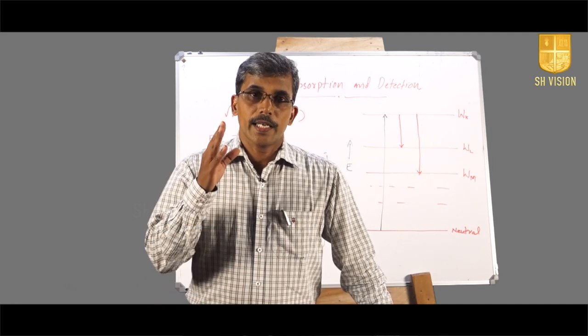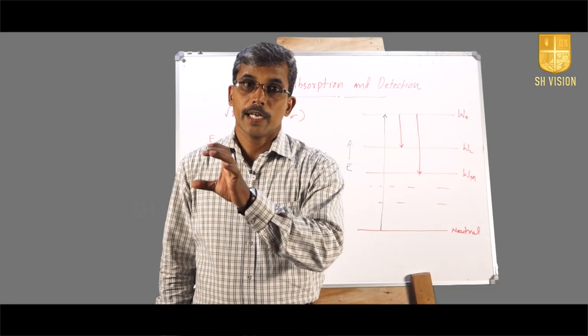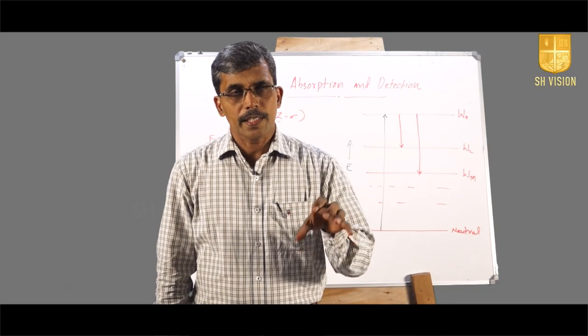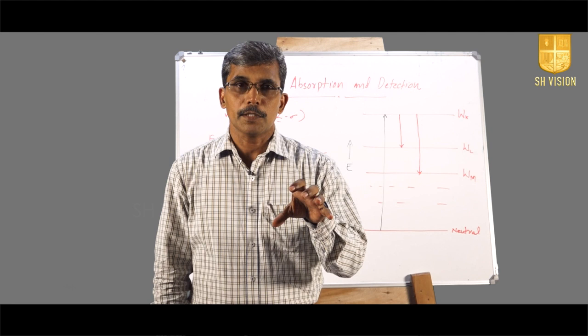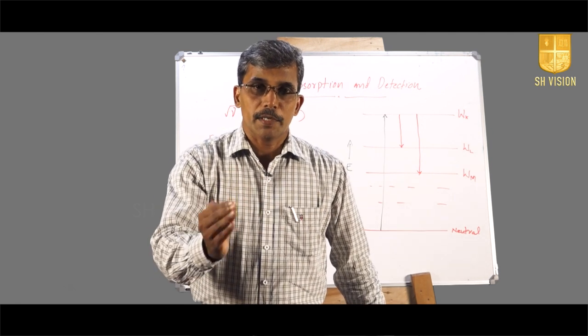First one is the X-ray fluorescence method, or X-ray fluorescence screen. Another method is X-ray photography, that is, a photographic plate will be used, and the third one is X-ray counters, or maybe ionization chamber. In X-ray fluorescence, basically fluorescence means the conversion of invisible radiation into visible radiation.